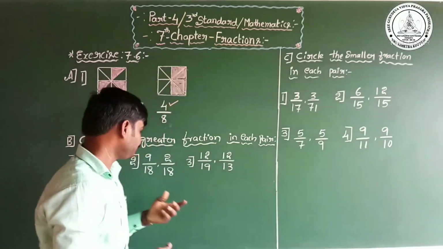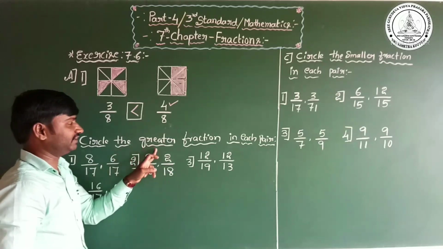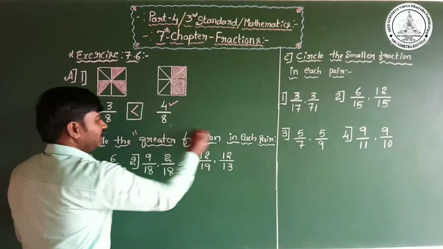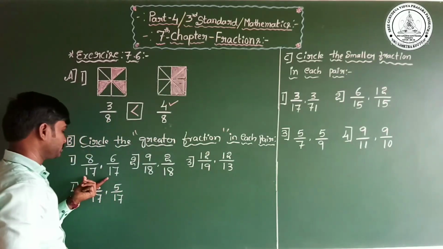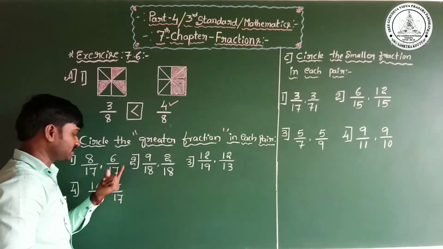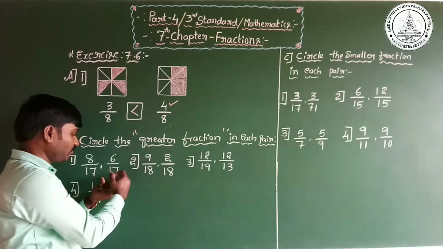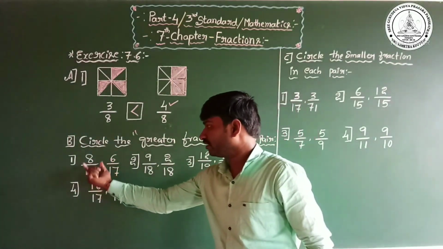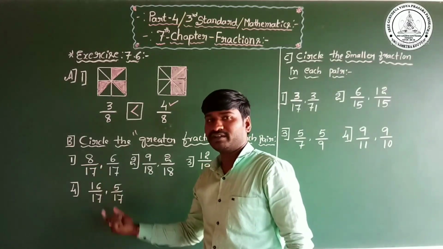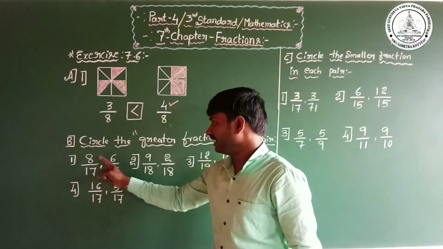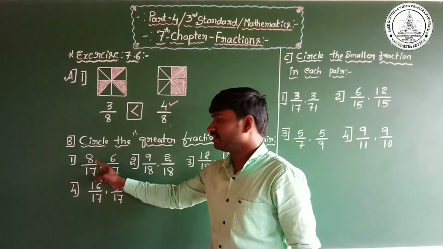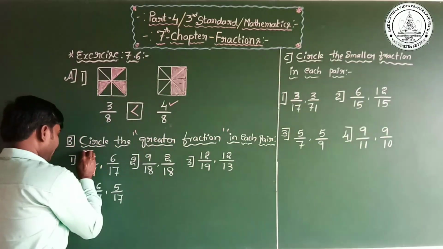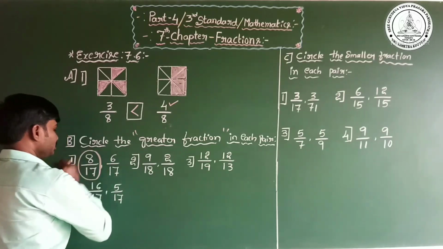Okay, dear students, shall we move to the B main? Circle the greater fraction in each pair. Here, in the first example, 8 by 17, the second one is 6 by 17. Observe these fractions: the denominators are the same. When the denominators are the same, the fraction with the greater numerator is the greater. Compare the numerators 8 and 6; 8 is greater. So you circle 8 by 17. This is the greater fraction.